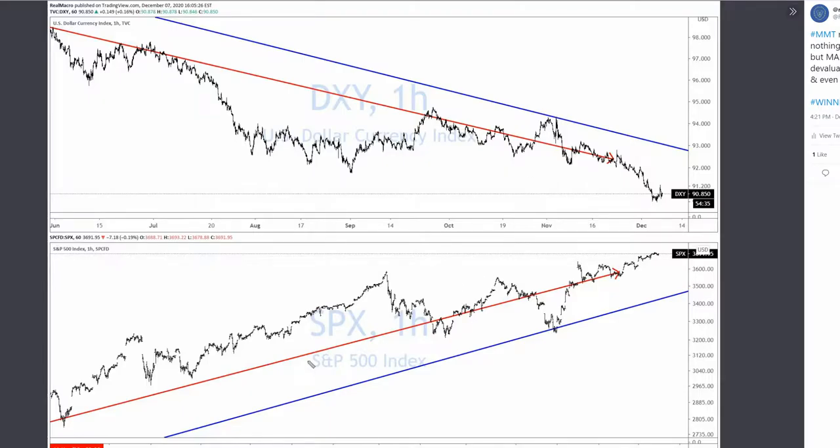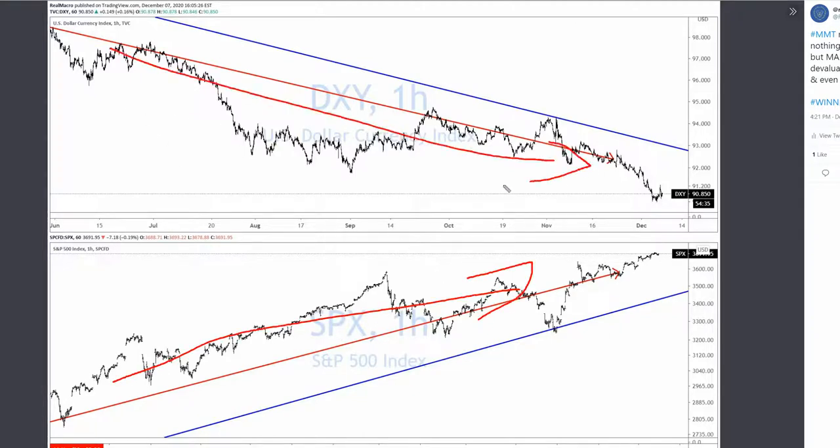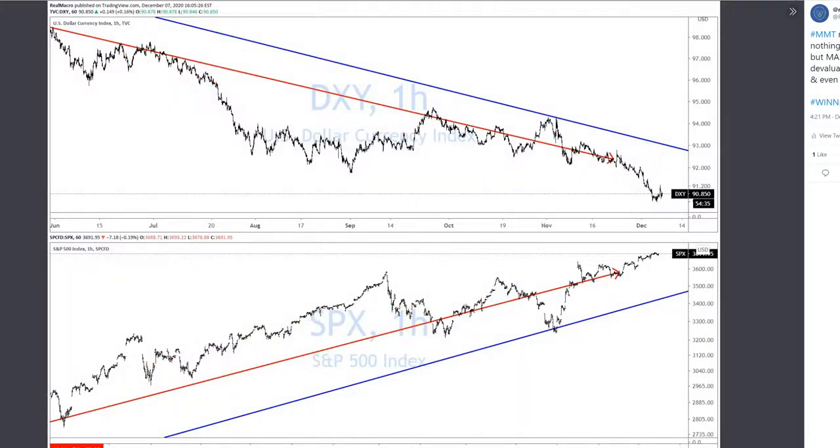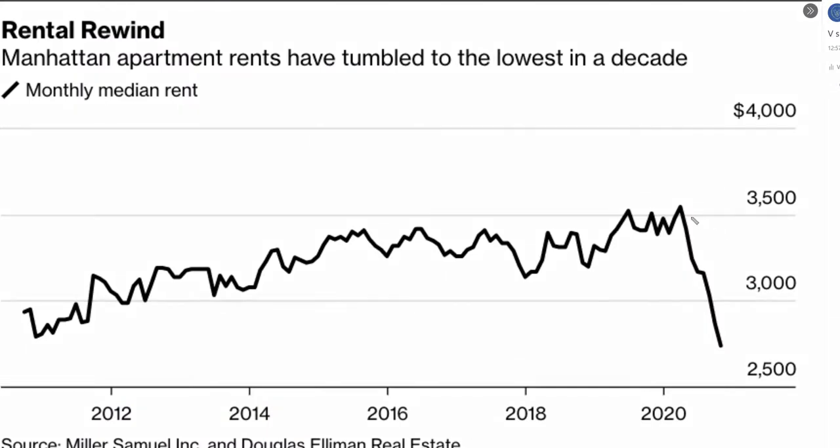Even when you look at the stock market versus the dollar, what you'll see is that the stock market is rising and then the dollar is falling, right? So you're not really getting the full effect, the benefit of the S&P going up, right? That's not even working right. Look at rentals in New York, okay? From $3,500 down to almost $2,500 in 6 months. Well, it's the lockdowns.